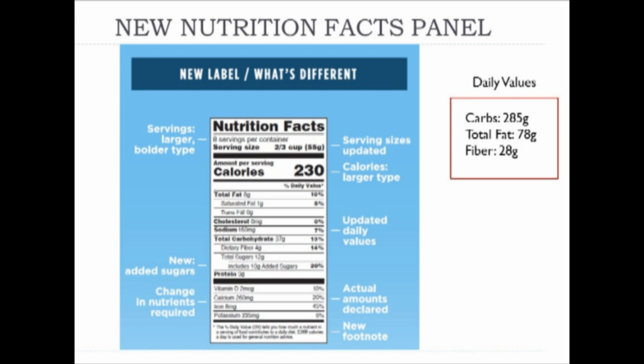All right, so in summary, this is what we see on the new nutrition facts panel. First of all, the serving size is a much larger print, so is the calories per serving. And we know that the daily values have actually changed for some of them. Here are the highlights. Carbohydrates went from 300 grams to 285. Total fat went from 65 to 78 grams. And fiber went from 25 grams all the way up to 28 grams.